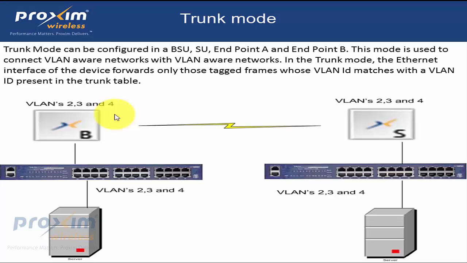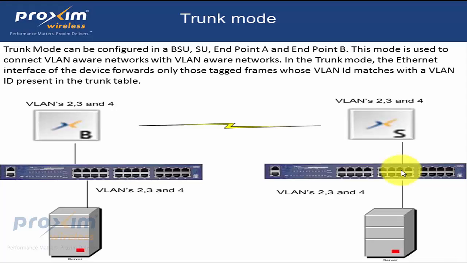Okay. So in our diagram here, we have a base station and satellite. Both of them are set to trunk. The VLAN switch is set to trunk. It's VLAN aware. That port is set for VLANs 2, 3, and 4. Once again, this is set to trunk, and in the VLAN table, we have 2, 3, and 4. The same thing for the satellite. We have VLAN 2, 3, and 4. It is set to trunk, and it is connected to a VLAN aware switch.